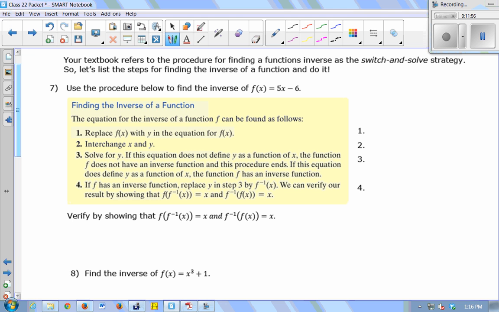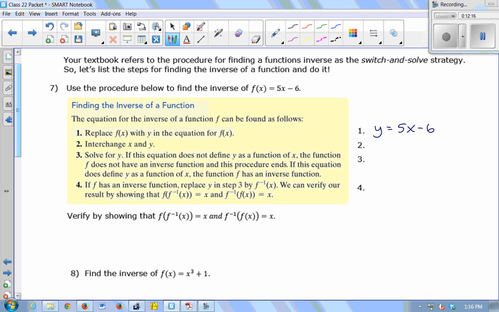So for example, here's a function f of x equals 5x minus 6. I want to find a formula for its inverse. All right, so step 1, replace f of x with a y. So we write y equals 5x minus 6.